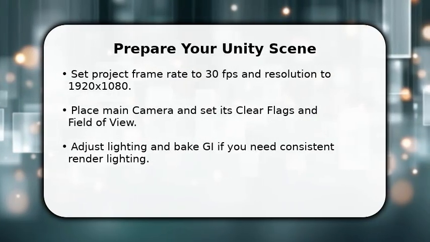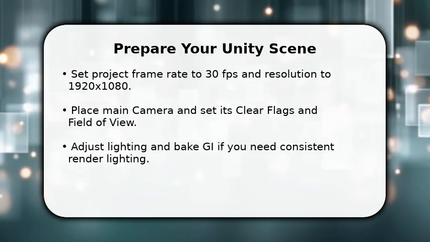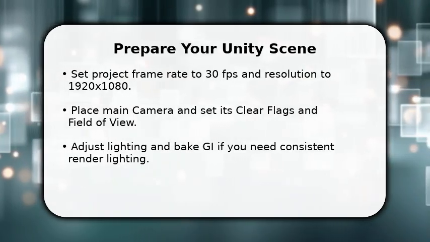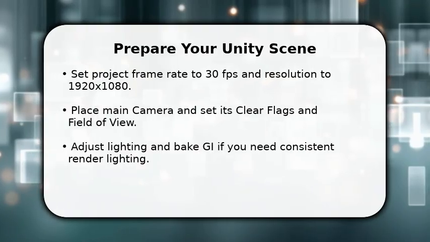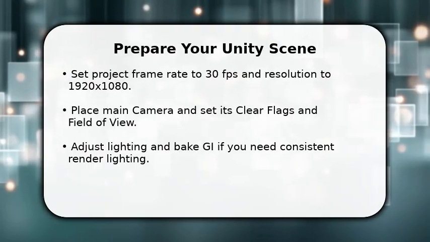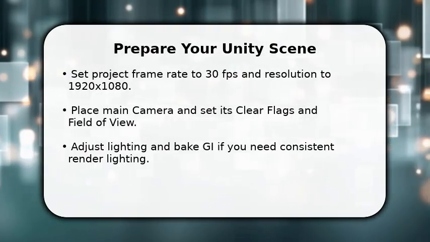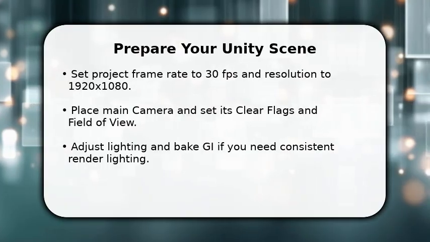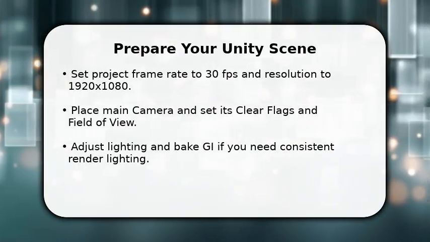First, open your Unity project and set the project frame rate to 30 FPS for smooth playback. Next, set the game view resolution to 1920x1080 for standard HD output. Position the main camera and adjust its field of view and clear flags for the desired framing.